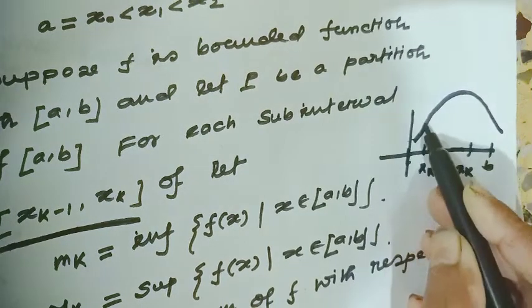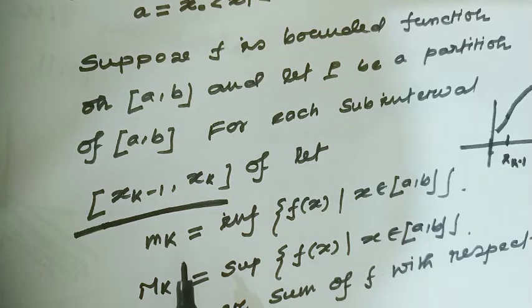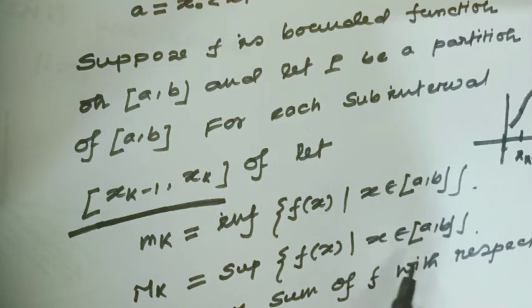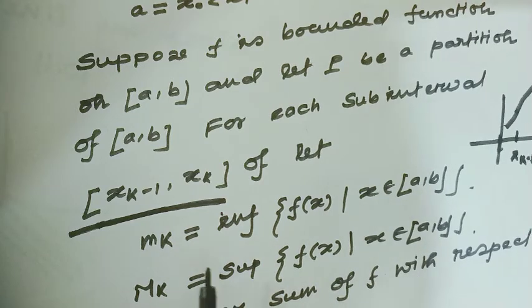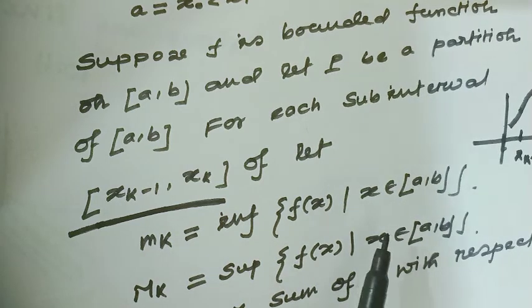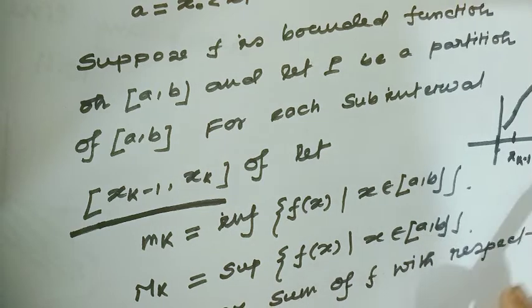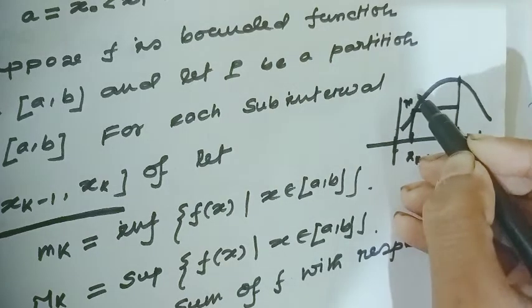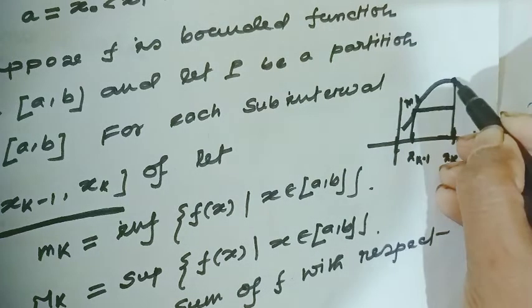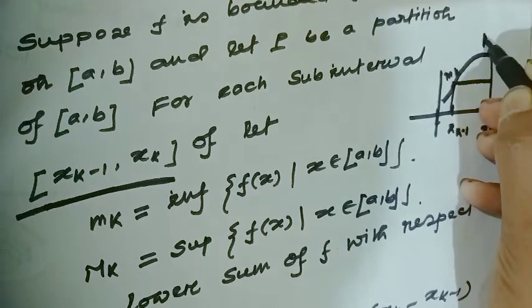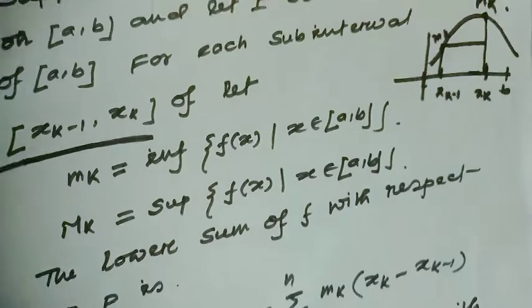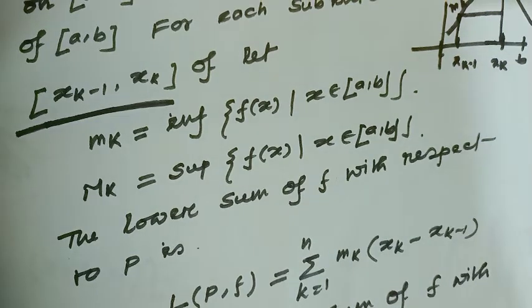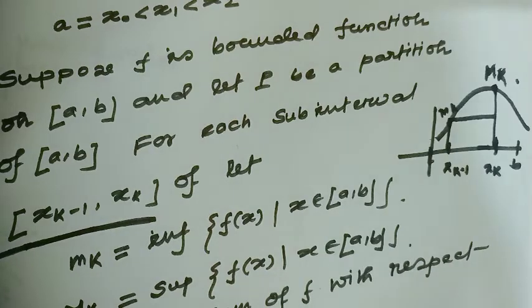Then in this subinterval, capital Mk equals the supremum of the function, where x belongs to the subinterval, and small mk is the infimum of the function where x belongs to the subinterval. That means in this interval, this value would be small mk and this value would be capital Mk. Are you getting it?